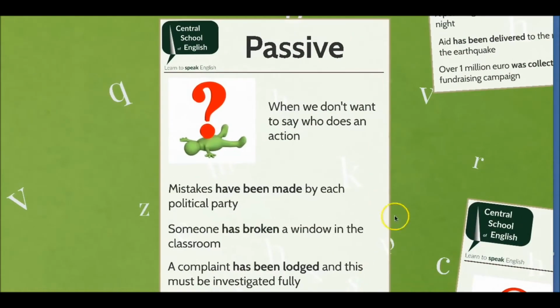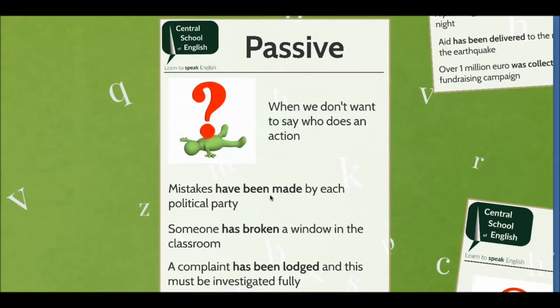We also use the passive voice when we do not want to say who does an action. Here are some examples of this use of the passive voice. Mistakes have been made by each political party. The president uses the passive in this sentence as she does not want to say who made mistakes.